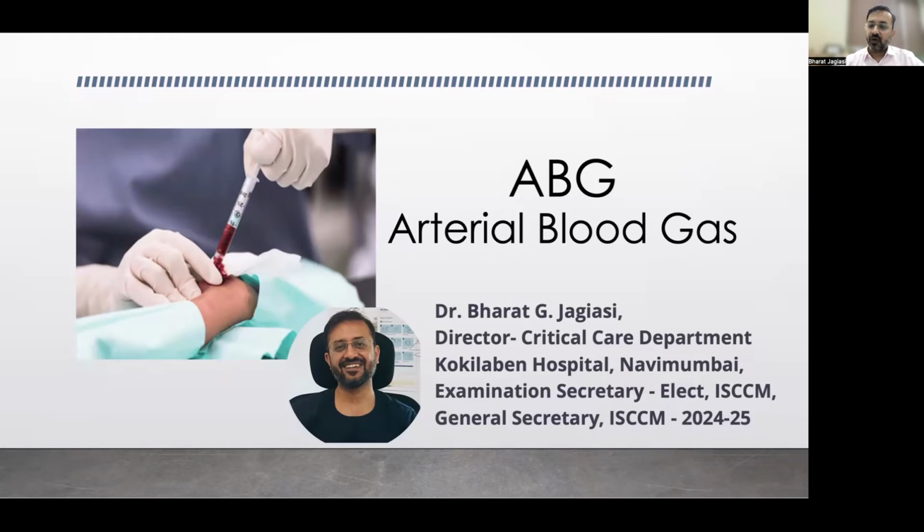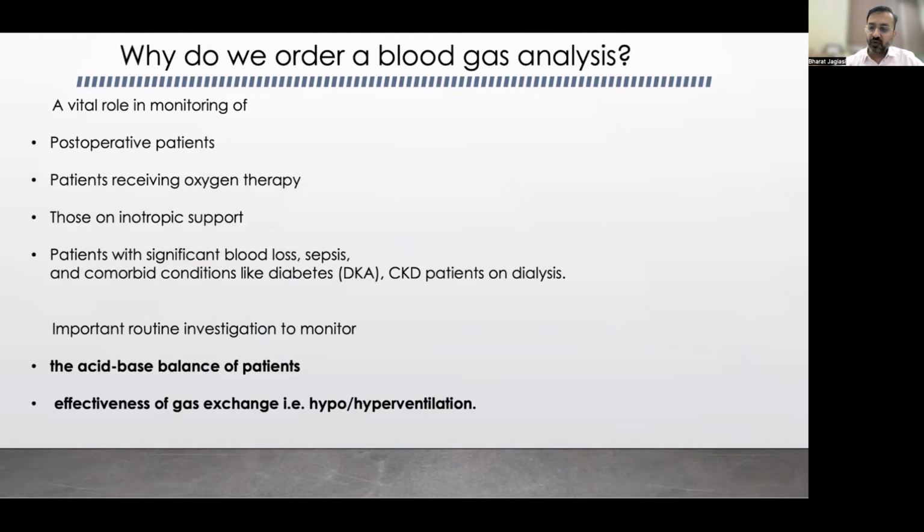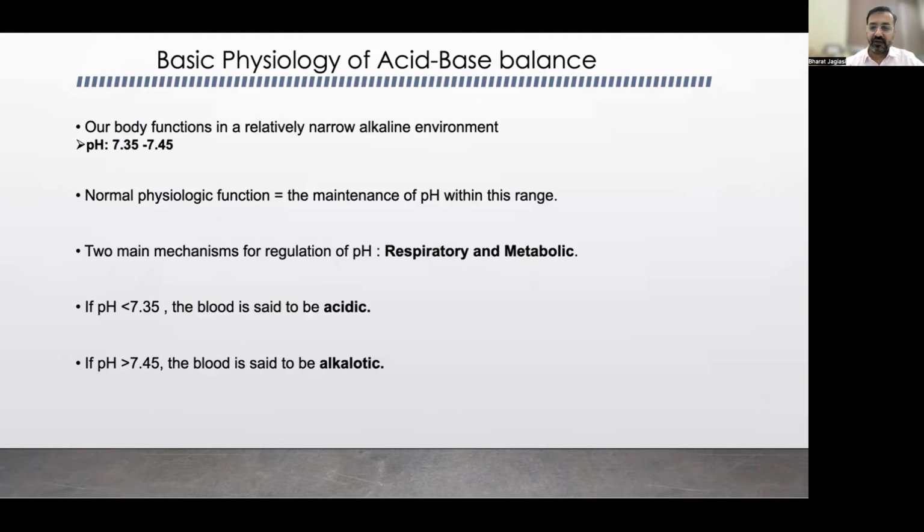So, when you talk about the ABG, we need to understand why we order a blood gas analysis. We all know it has a vital role in monitoring post-operative patients receiving oxygen therapy, those on inotropes. So, ABG is ordered with a purpose. We use it to monitor oxygenation, ventilation, and acid-base balance, particularly in these kinds of patients. Remember, the ABG reflects how the patient is doing physiologically, not just how they look clinically. So it's very important to look into this.